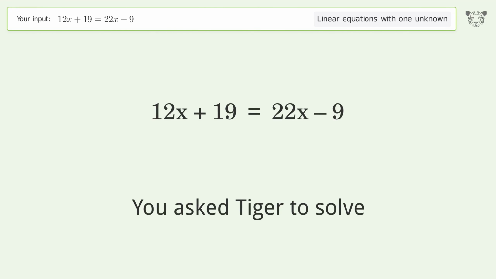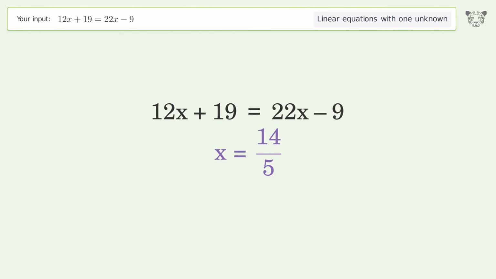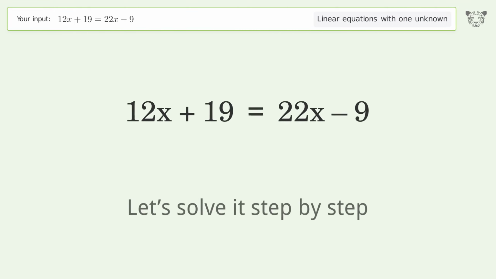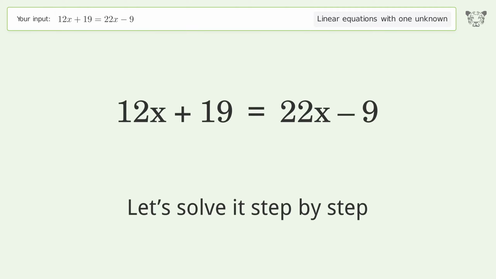You ask Tiger to solve. This deals with linear equations with one unknown. The final result is x equals 14/5. Let's solve it step by step.